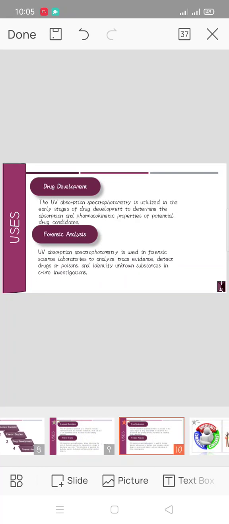Number 3, drug development. UV absorption spectrophotometry is utilized in the early stage of drug development to determine the absorption and pharmacokinetic properties of potential drug candidates.